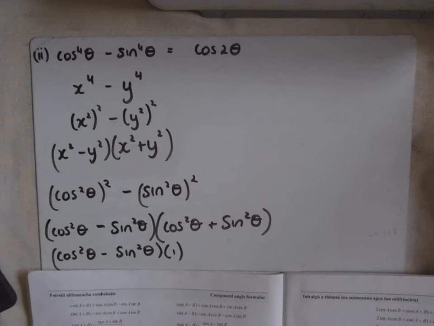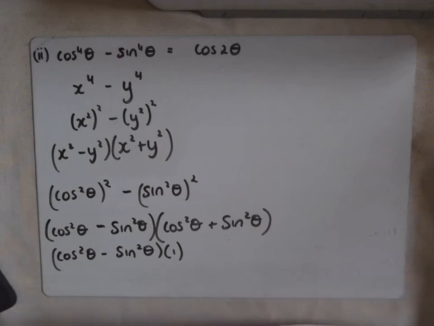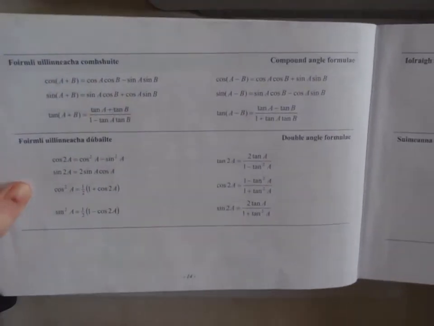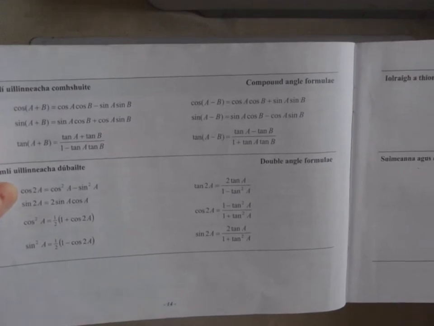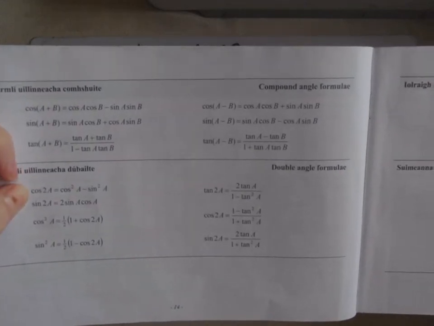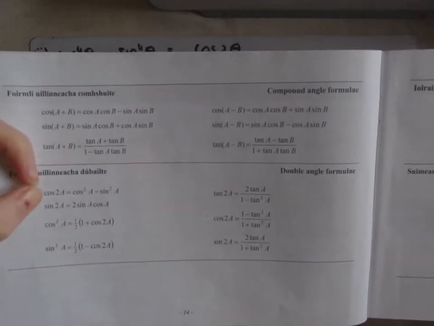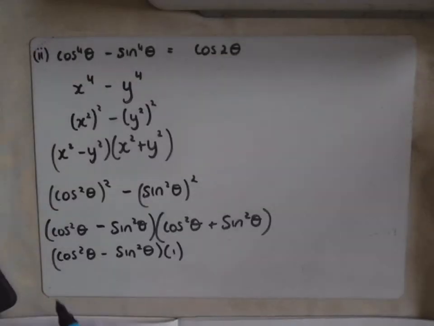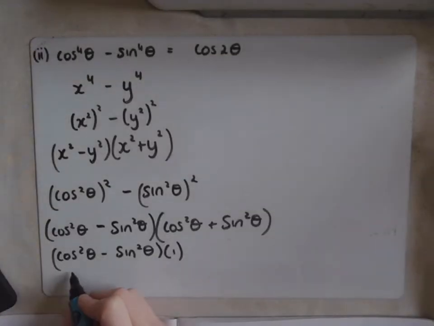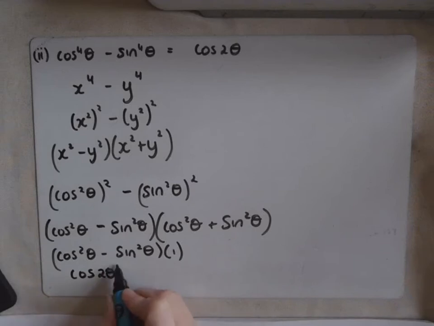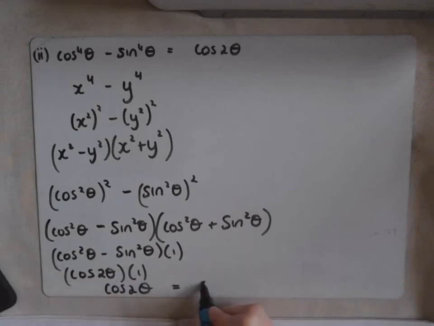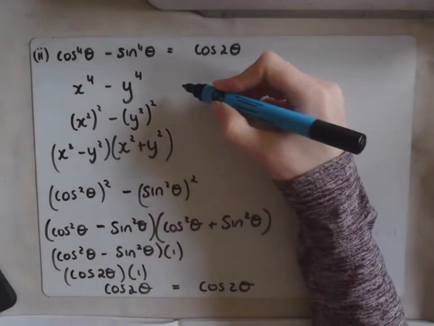And also you know, just going here to your log tables, cos squared theta minus sine squared theta is actually cos of 2 theta, just down here. Okay, so cos squared theta minus sine squared theta is actually cos of 2 theta by 1, which is just cos of 2 theta, which is what they asked you to show.